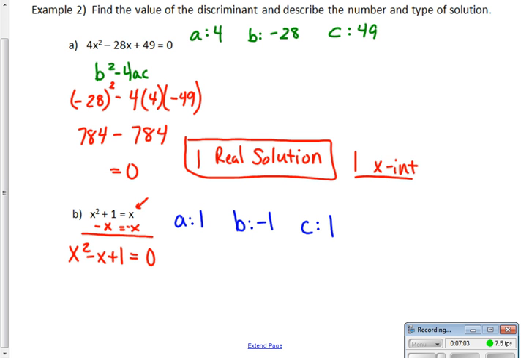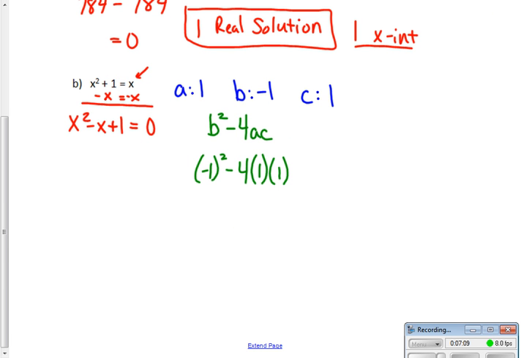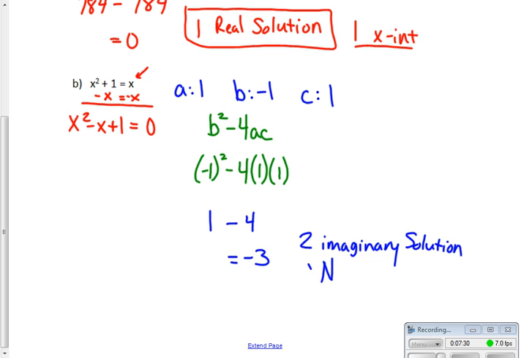A, B, and C values. A is 1, B is -1, C is 1. Plug those into the discriminant. Here's what it should look like plugging into the discriminant. And then we would have 1 minus 4. 1 minus 4 gives us -3. So we have two imaginary solutions, which is basically telling us that it has no x-intercepts here.